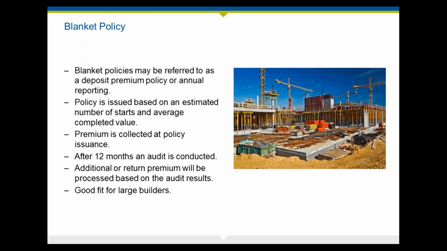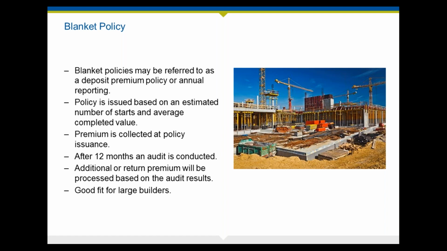The last one we're going to talk about is the blanket policy. This is a little different than what some people consider a blanket limit on a property form. So we're talking about builder's risk today, and we're talking about a blanket policy, not a blanket limit, which means basically you're going to estimate how many structures and the value of these structures they're going to build in the next 12 months, and you're going to pay a premium based on that estimate.